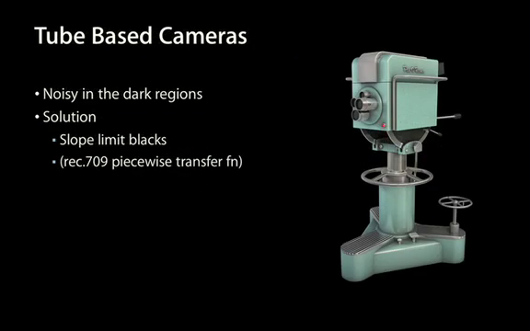So this is a pretty old video camera. You have to understand that technology from these days was inherently noisy. So a potential solution from that era was just to slope limit the blacks. And that is actually what makes it into our Rec. 709 standard as what we know as this piecewise transfer function. We'll talk more about that.